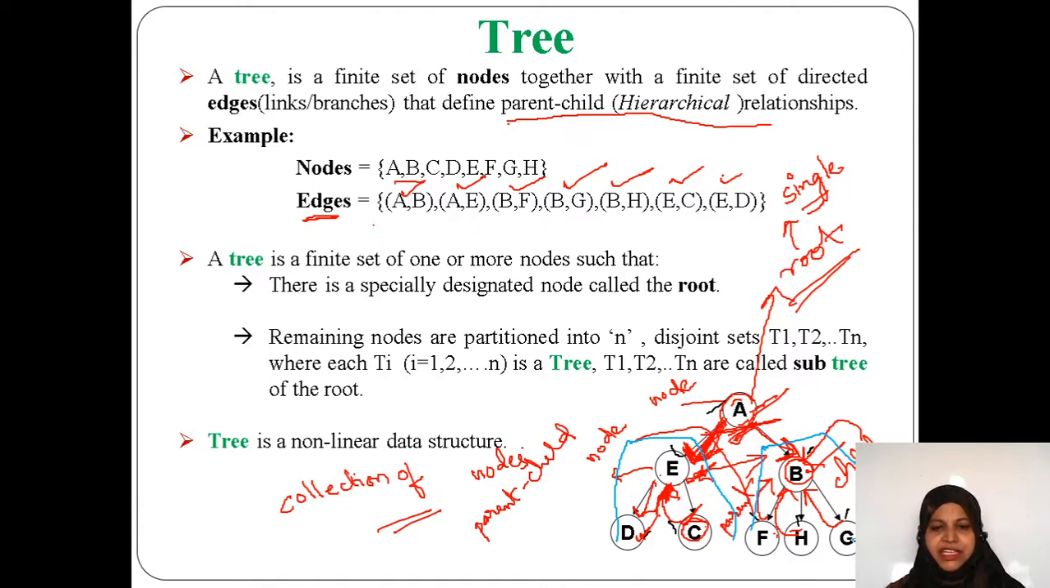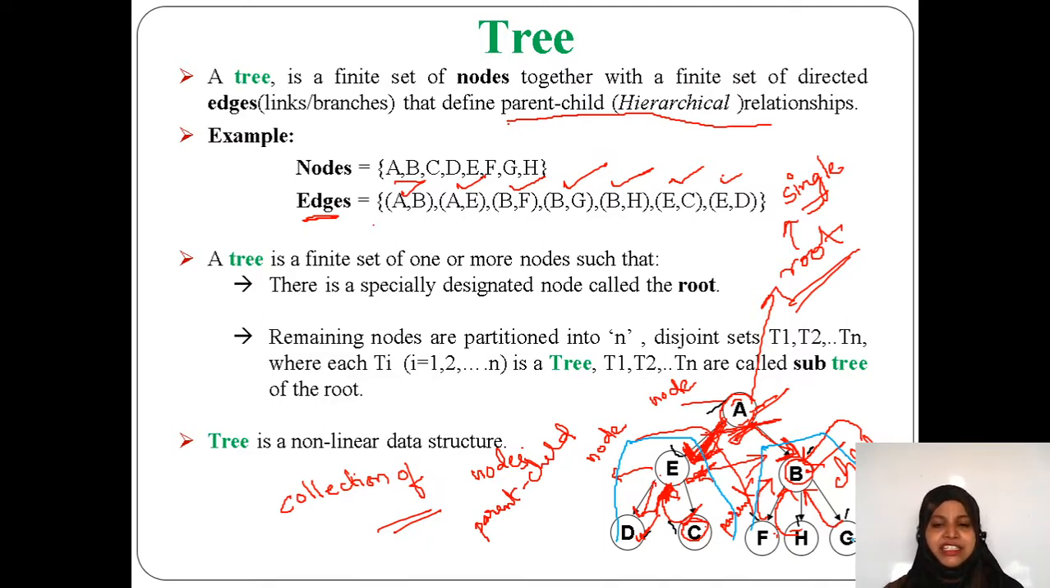Generally a tree is consisting of a finite set of nodes, and in that particular case we are having only one special node. That particular special node is known as the root node. Remaining nodes are going to be partitioned into disjoint sets, and those disjoint sets are going to be known as the subtrees.